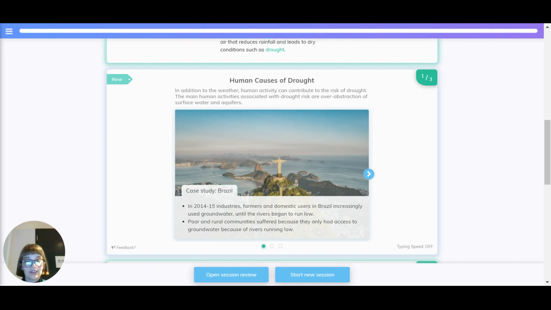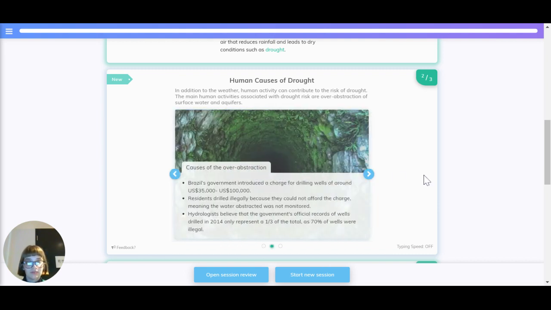Now let's look at a case study in Brazil. In 2014 to 15, industries, farmers and domestic users in Brazil increasingly used groundwater until the rivers began to run low. Poor and rural communities suffered because they only had access to groundwater because of rivers running low. There were different causes of the over-abstraction.